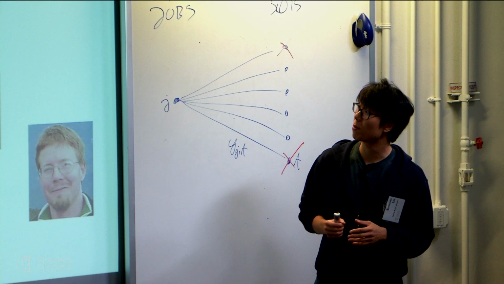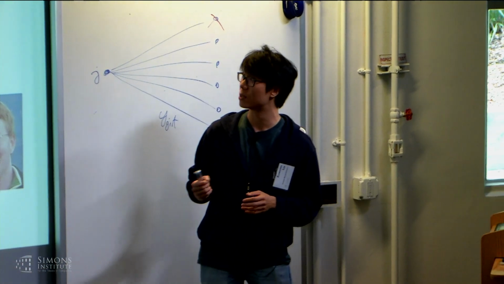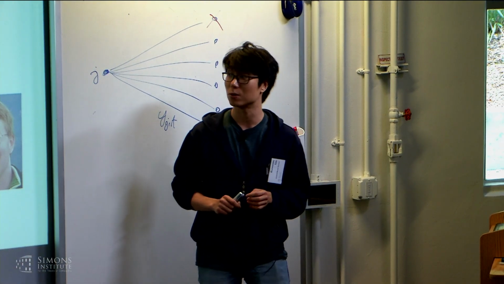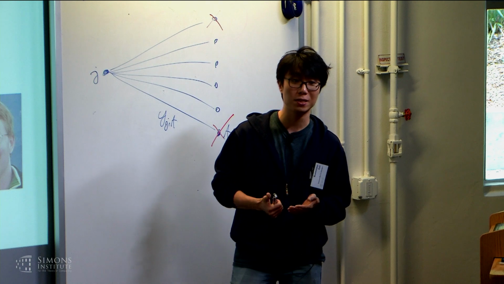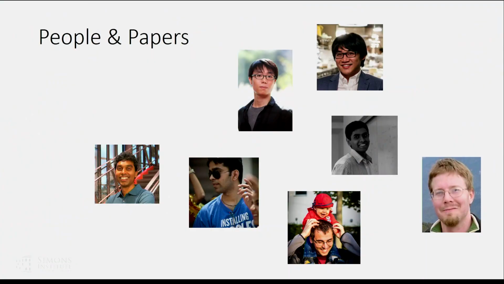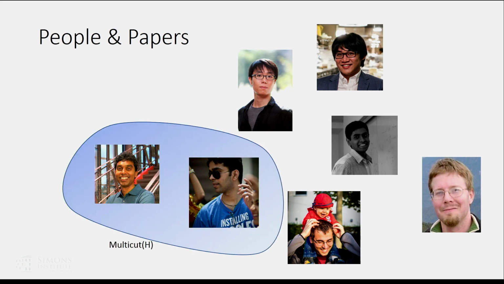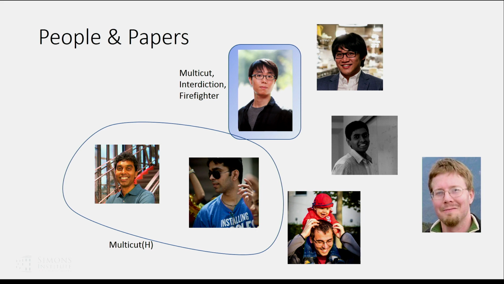Everything I'm going to say, every new result in this talk, will be based on some papers either published this year, submitted this year, or written this year. It's interesting to see how many people and how many papers are involved here. For example, Chandra and Vivek had a really nice paper introducing the problem of multicut-H, which is a special case of multicut when the demand graph is fixed to be H. Around the same time, I independently had some results about multicut, interdiction, and firefighter problems.